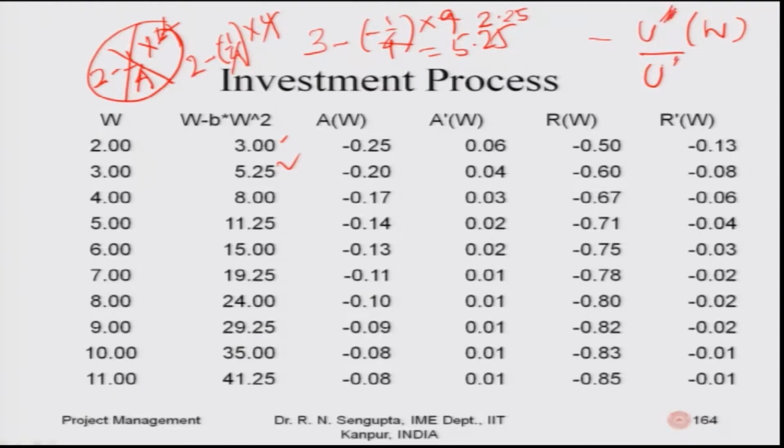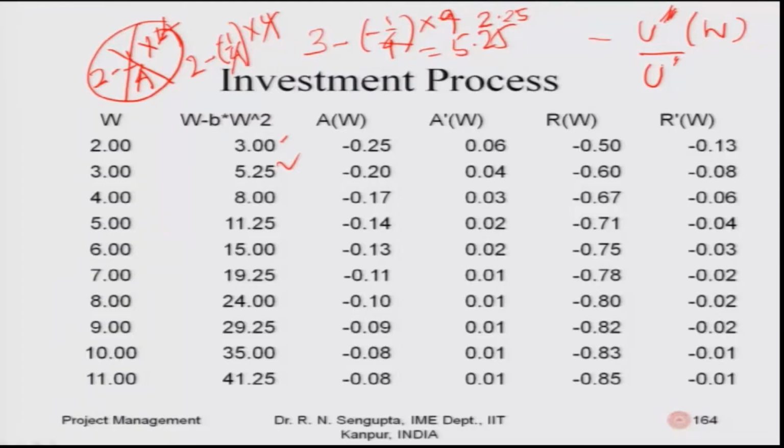So, how do you find out u prime? I have not shown it here, so you can just put some extra columns and do the calculations. The u prime for w changing from 2 to 3 would be 5.25 minus 3, the difference in the increase of the utility function, divided by the change of w.